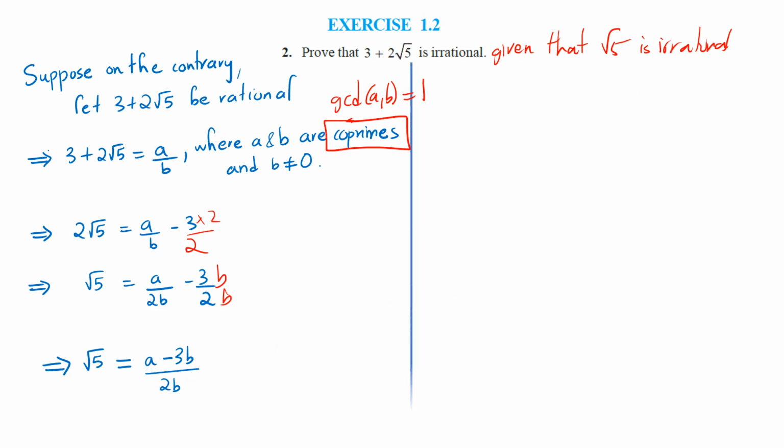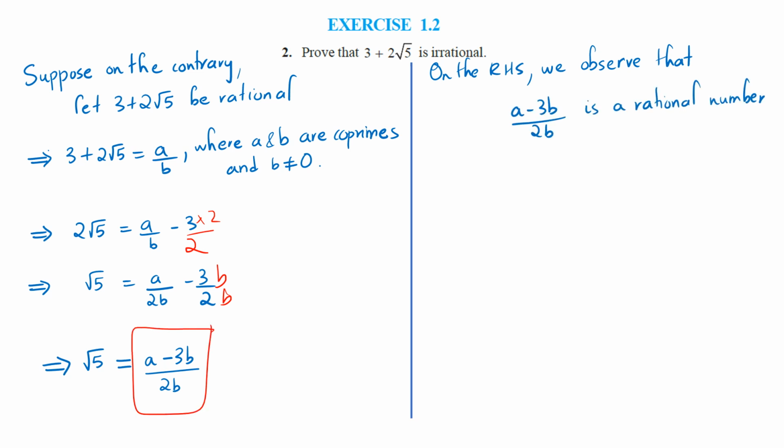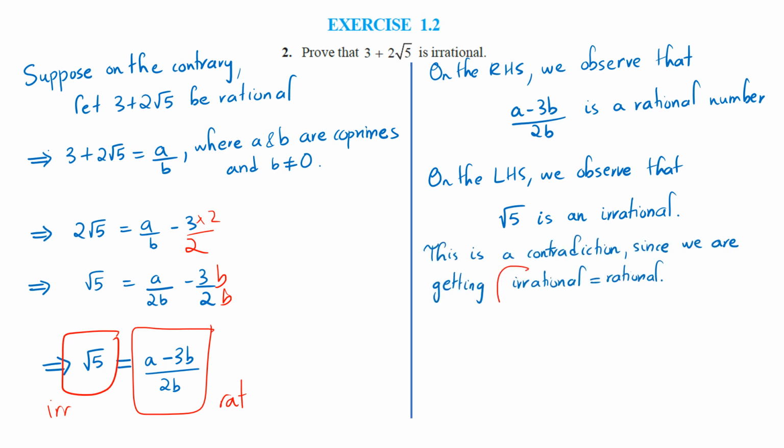So do you guys see a contradiction happening here? There is an evident contradiction, because on the right hand side we observe that this is a rational number, but on the left hand side we observe that it is an irrational number. So this is irrational and this is rational, and we are basically saying that irrational is equal to rational, which is utterly stupid.